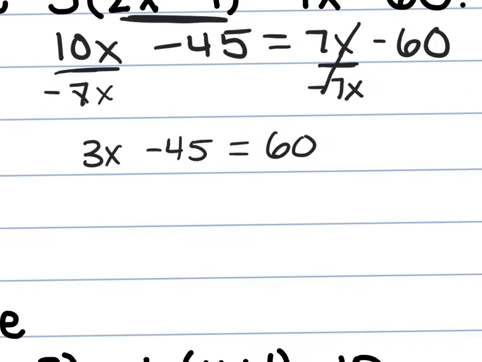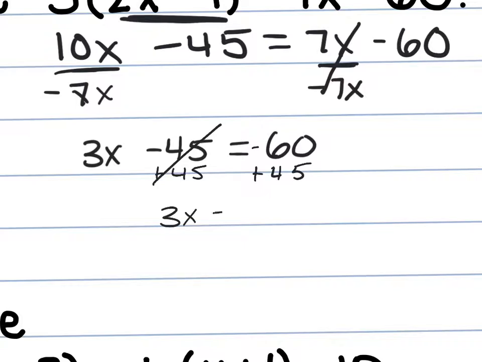Where do I go now? I certainly would add the 45. So I'm going to add 45. Was it negative 60? You're right. I'm sorry, negative 60. Thank you. And a positive 45. So negative 45, positive 45, that ends up as 0.